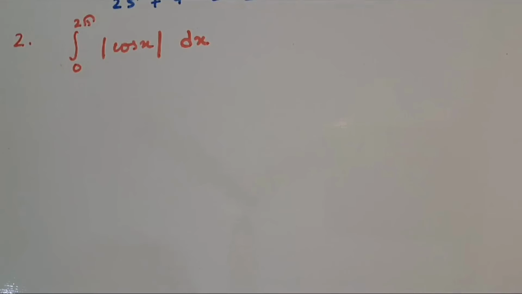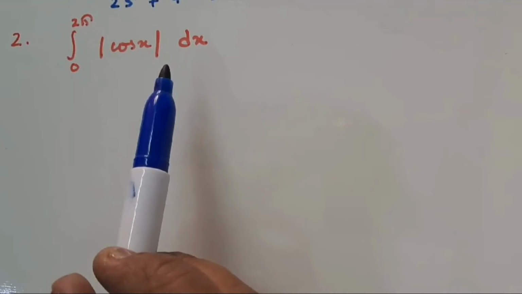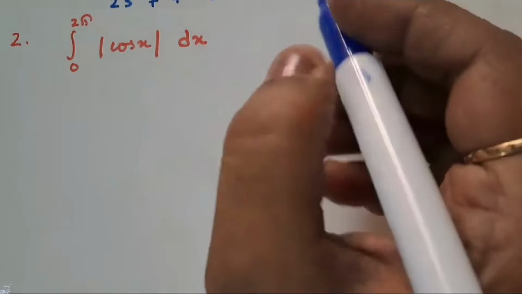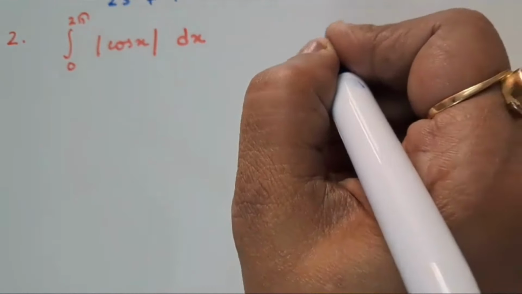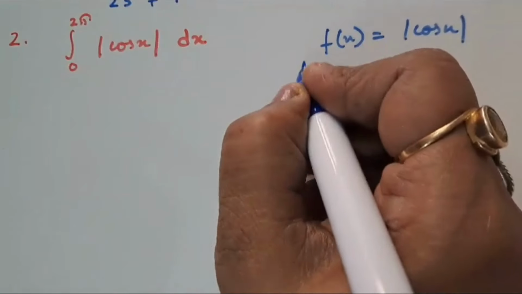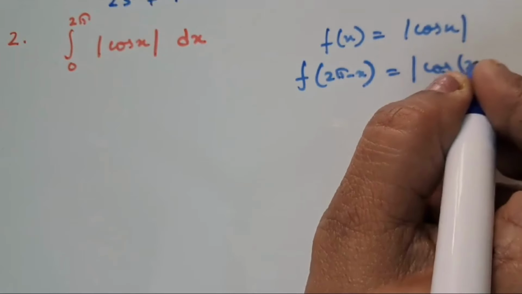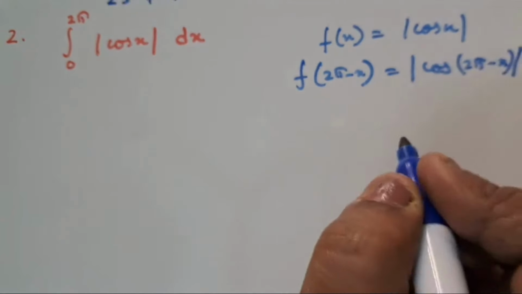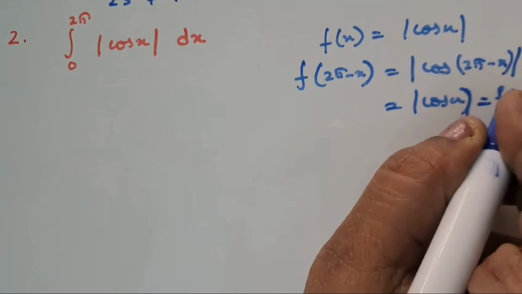Now sum number 2 is integration 0 to 2 pi mod of cos x dx. Now here this is of the property 0 to 2a fx dx, where first we see whether f of 2a minus x is fx or not. So here your fx is your mod of cos x. So f of 2 pi minus x is equal to mod of cos of 2 pi minus x, which is equal to mod of cos x, which is equal to fx.